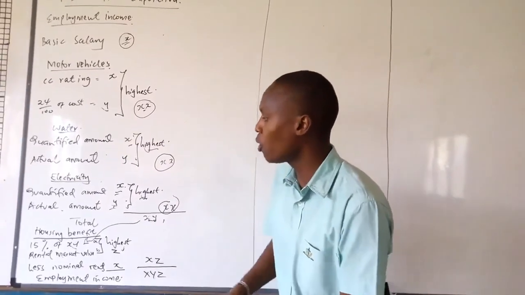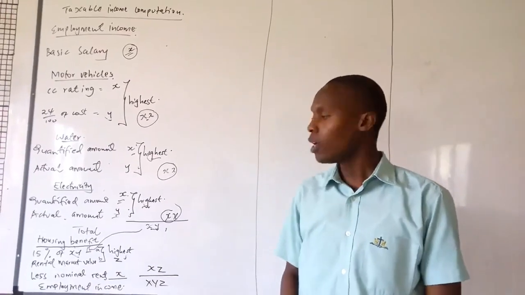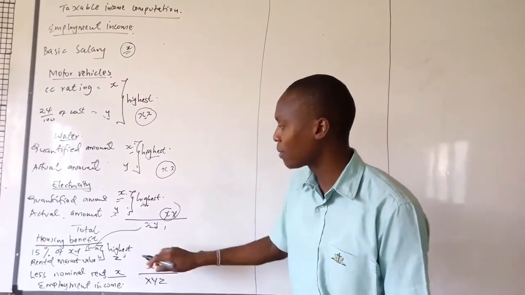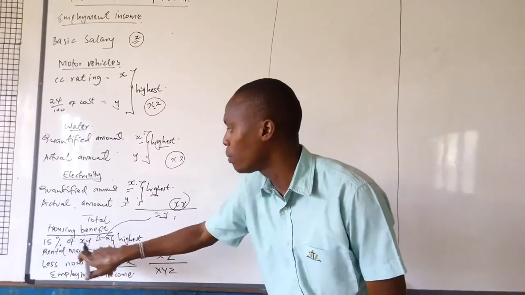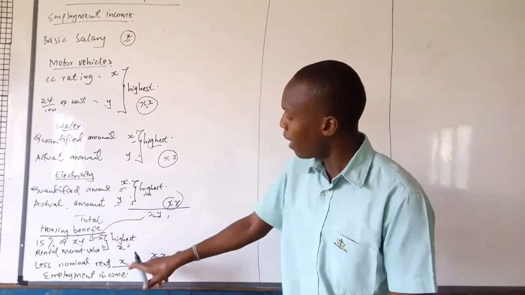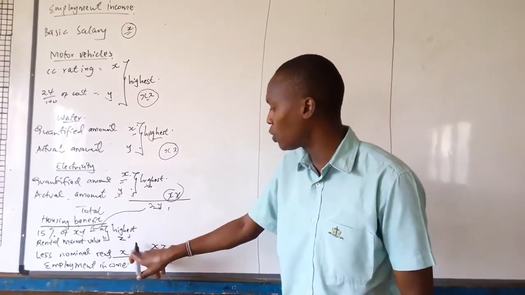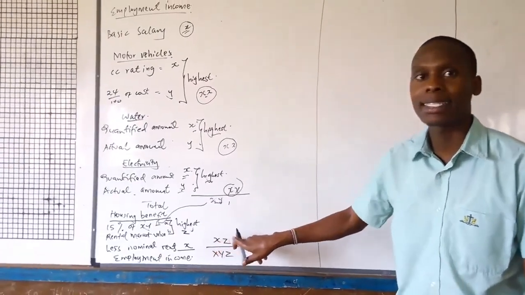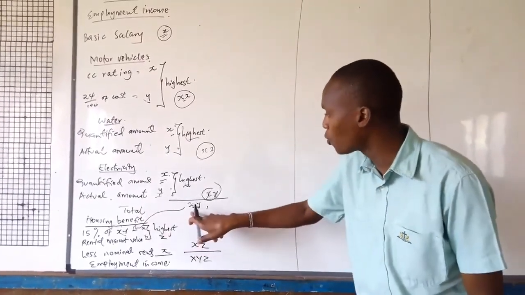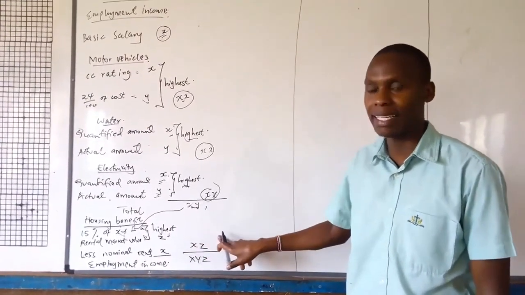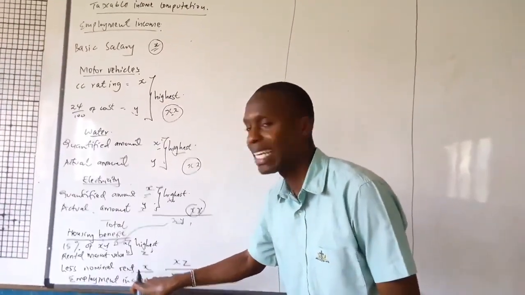Then, still on the same question, you will also be given the nominal rent of that particular house. So I will subtract the nominal rent, which I've named X, from the Z, which is the highest value between the 15% of XY and the rental market value. The difference between the two, I've called XZ. After that, you will add the total, which was XY, plus the XZ, to give us the XYZ, which will be my employment income.